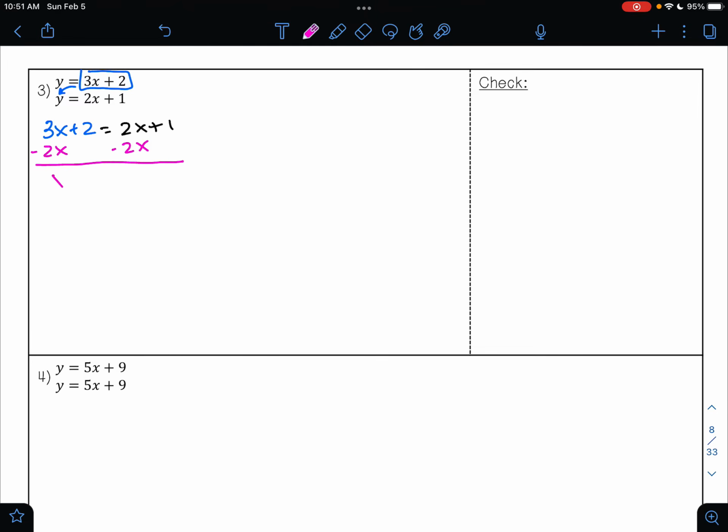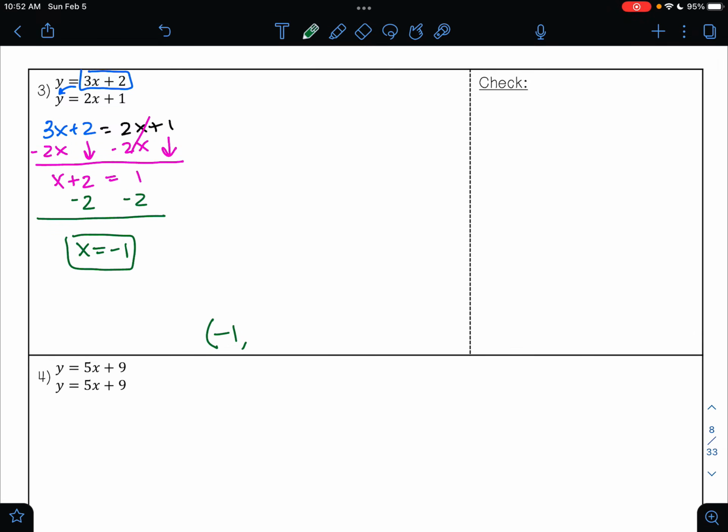3x minus 2x is 1x. I'm going to bring down my 2, my equal sign, and the 1. I want to get x alone. We're adding 2 to x, so to undo addition, I'll do subtraction and get x equals negative 1. So I have the first part of my answer, x is negative 1.